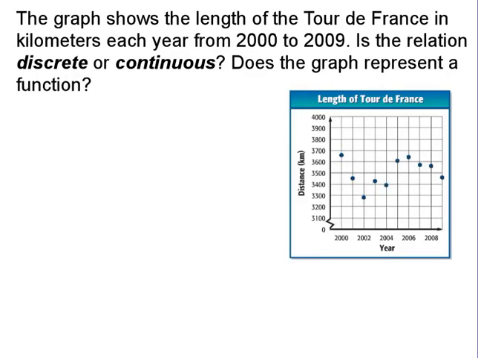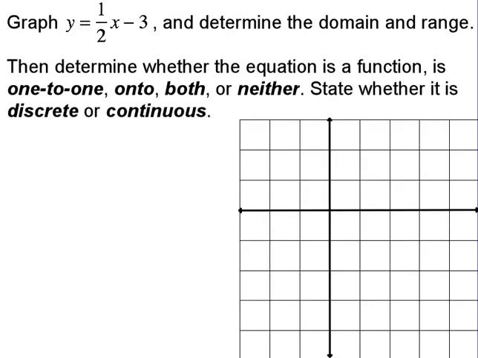All right, we have a few things last to look at. The graph shows the length of the Tour de France in kilometers each year from 2000 to 2009. Is the relation discrete or continuous? Does the graph represent a function? So first of all, is that graph discrete or continuous? Discrete, it consists of points. Does it pass the vertical line test? Yes. There you go. That's it. It's identifying things on the graph. That's all you have to do.